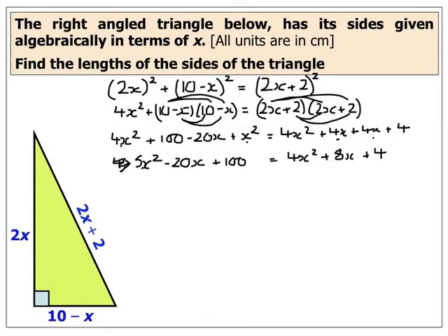Now I just need to put it equal to 0. The obvious thing to do is to keep the x squareds here because there's more of them over here than there is over here. So I'm going to get rid of everything on that right hand side to leave it equal to 0. So I'm going to take away the 4x squared, take away the 8x, and take away the 4 from both sides. And once we've done that, we've got x squared minus 28x plus 96, and that must equal 0.